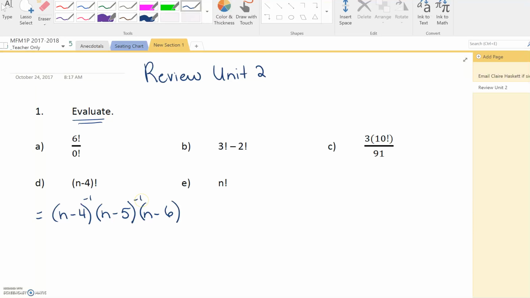Yeah, this is it. Now, the only thing I would add is times... And what number do factorials always start with or stop with? Yeah, so I would just do that.